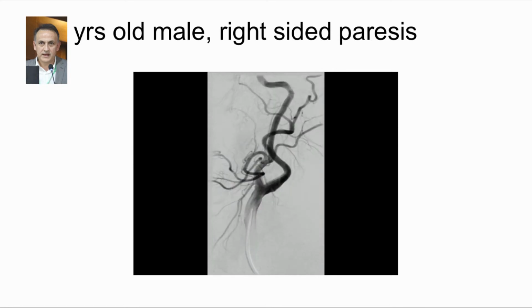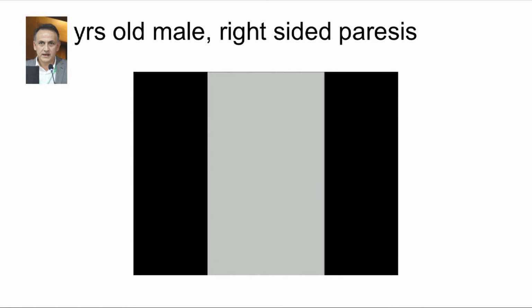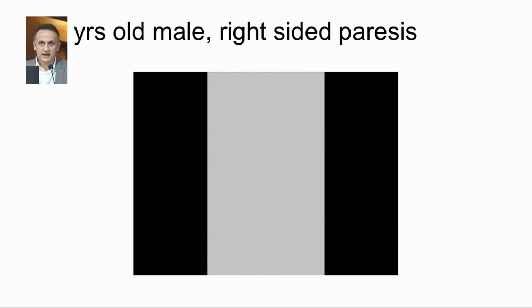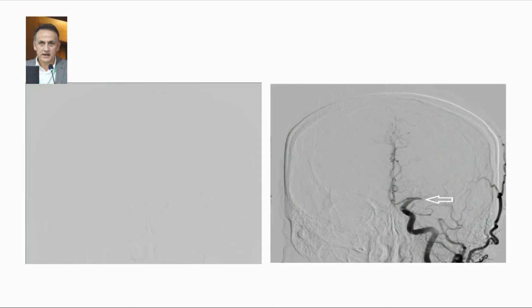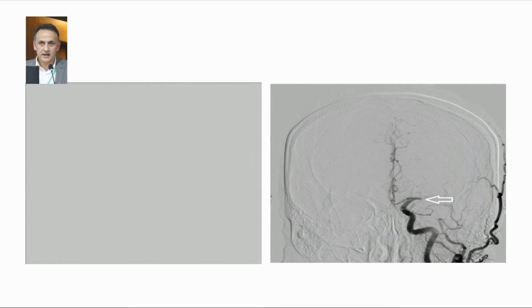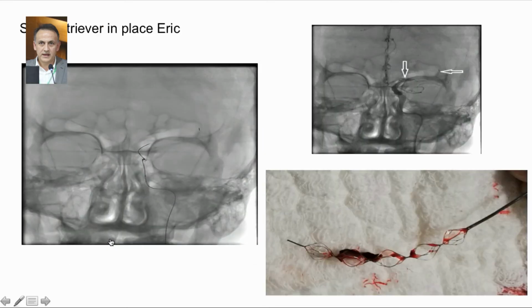And this is the last presentation, the last case, a 63-year-old male with right-sided paralysis. And we had here, again, middle cerebral artery occlusion. We sent a wire and a device, as we usually do, and we had something. This is the Eric stent retriever again. This is the device.